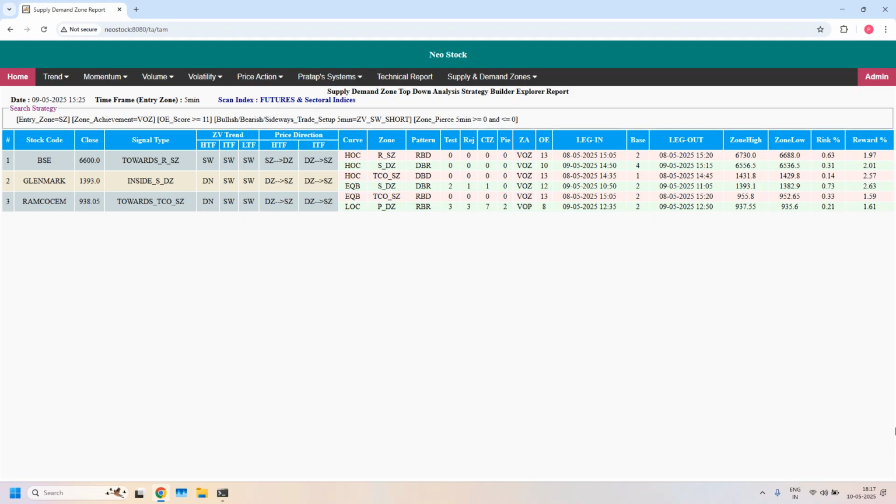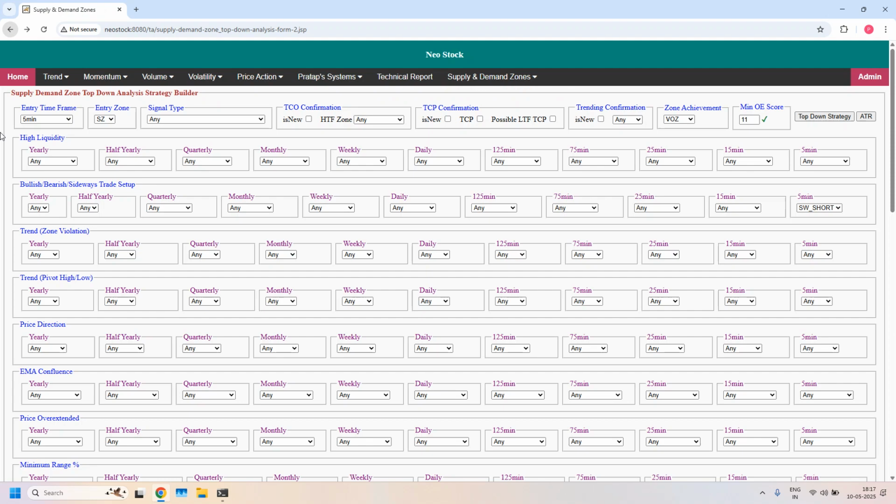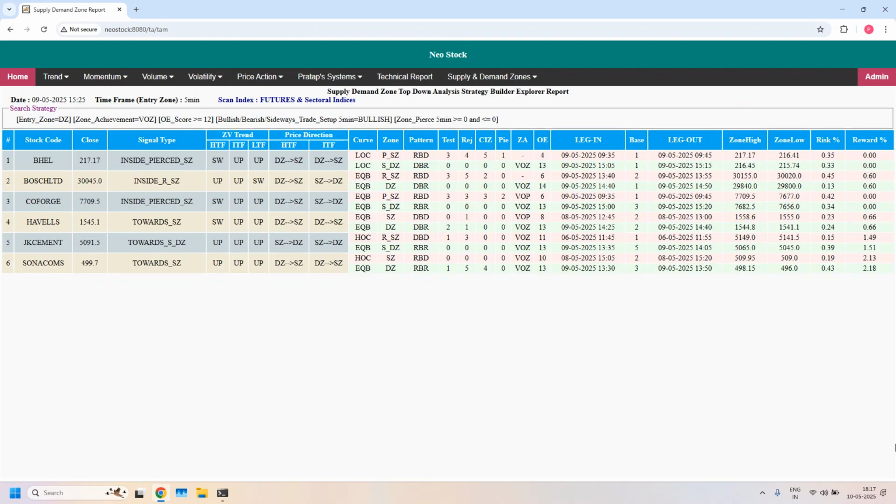Okay, next we will look into hourly income trade bullish trade setup. Entry time frame 5 minutes, entry zone, demand zone. And here at 5 minutes I am selecting bullish. And in the filters, only one filter, that is value, should be changed to 12. Remaining filters are same. They are applied to 5 minutes demand zone. So 6 stocks are supporting bullish trade setup for hourly income trade.